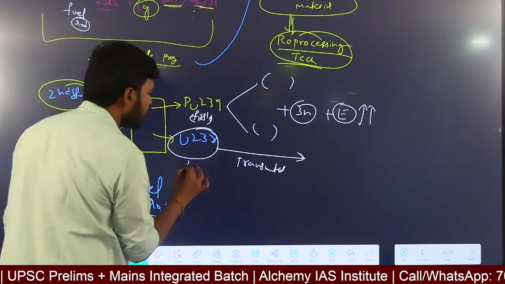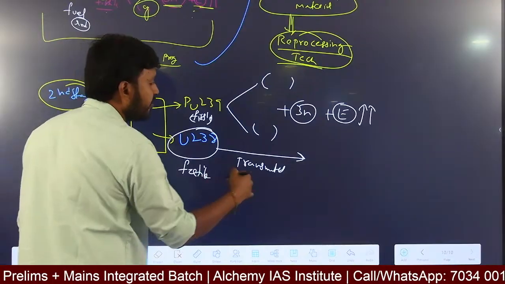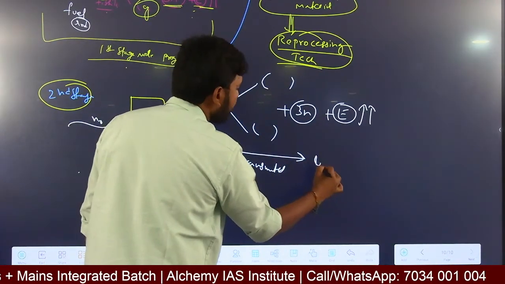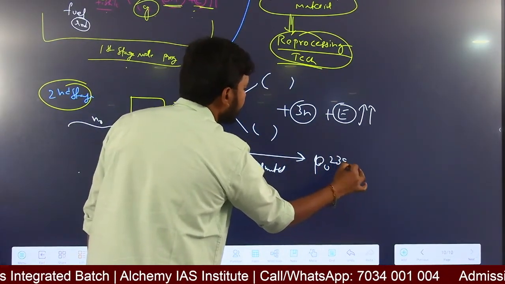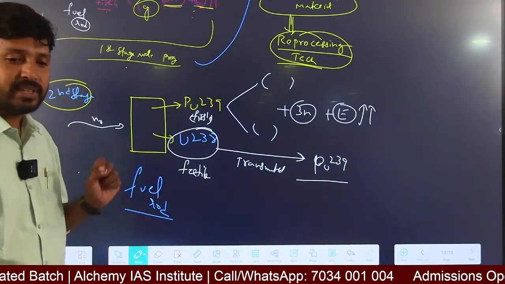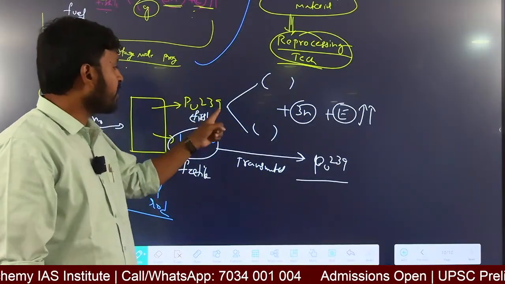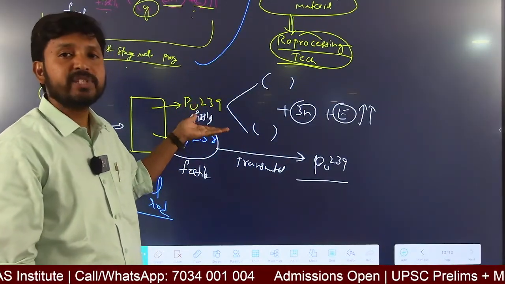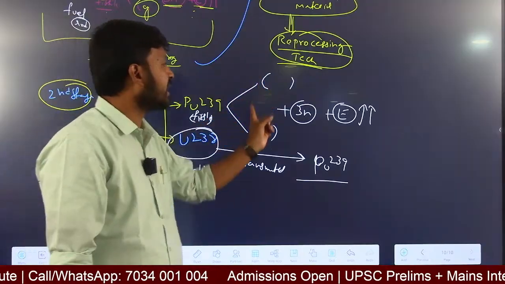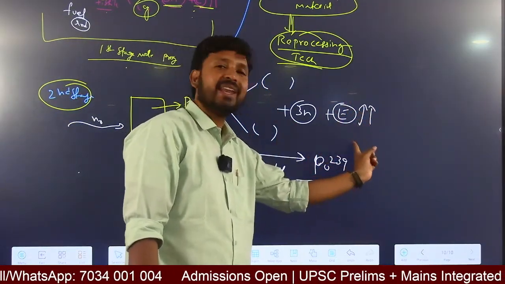This is transmuted because it is a fertile material. It will be transmuted into which one? Once again, plutonium 239. So can you see one peculiarity in this one? On one side, this fuel, whatever we have used, that is fissile material plutonium 239, is converted into some other elements and energy is released.